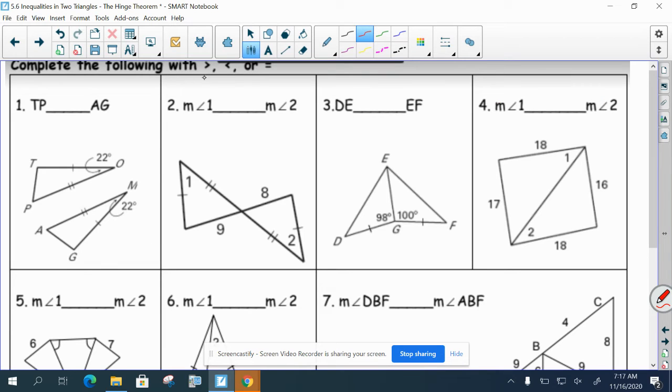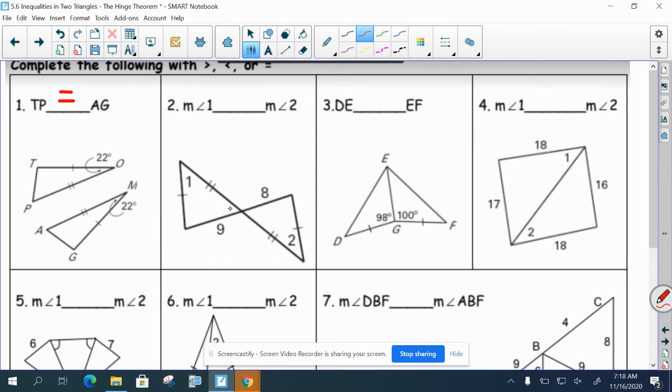So complete the statement with greater than, less than, or equal to. So for number 1, TP would be what in relationship to AG? Well, since you've got two sides congruent and the included angle is the same, they would actually be equal. All right, so number 2. So the measure of angle 1 and the measure of angle 2.